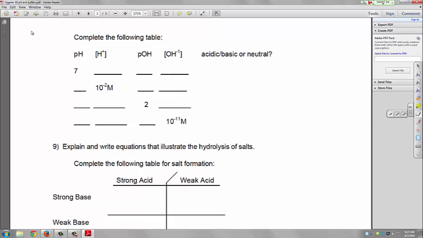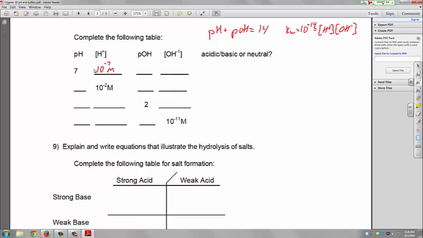Okay, complete the following table. I'm going to go through this pretty quickly; we did this in class. pH is the negative log of the hydrogen ion concentration, so when you think of pH, think of exponents. The exponent here is 10 to the negative 7. This is a molar concentration. A couple of equations you should remember: pH plus pOH equals 14, and Kw, which is 10 to the negative 14, equals the hydrogen ion concentration times the hydroxide ion concentration. Those are the two equations you need to know in order to fill out this table.